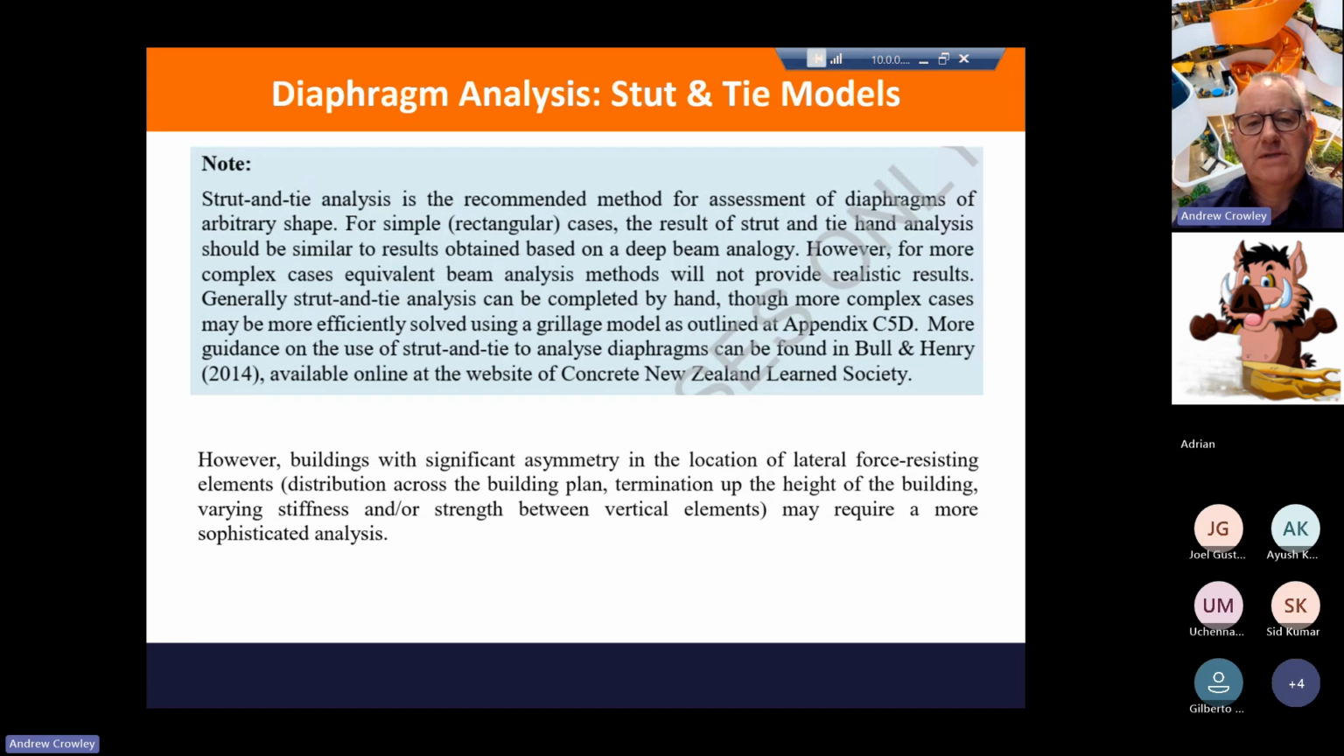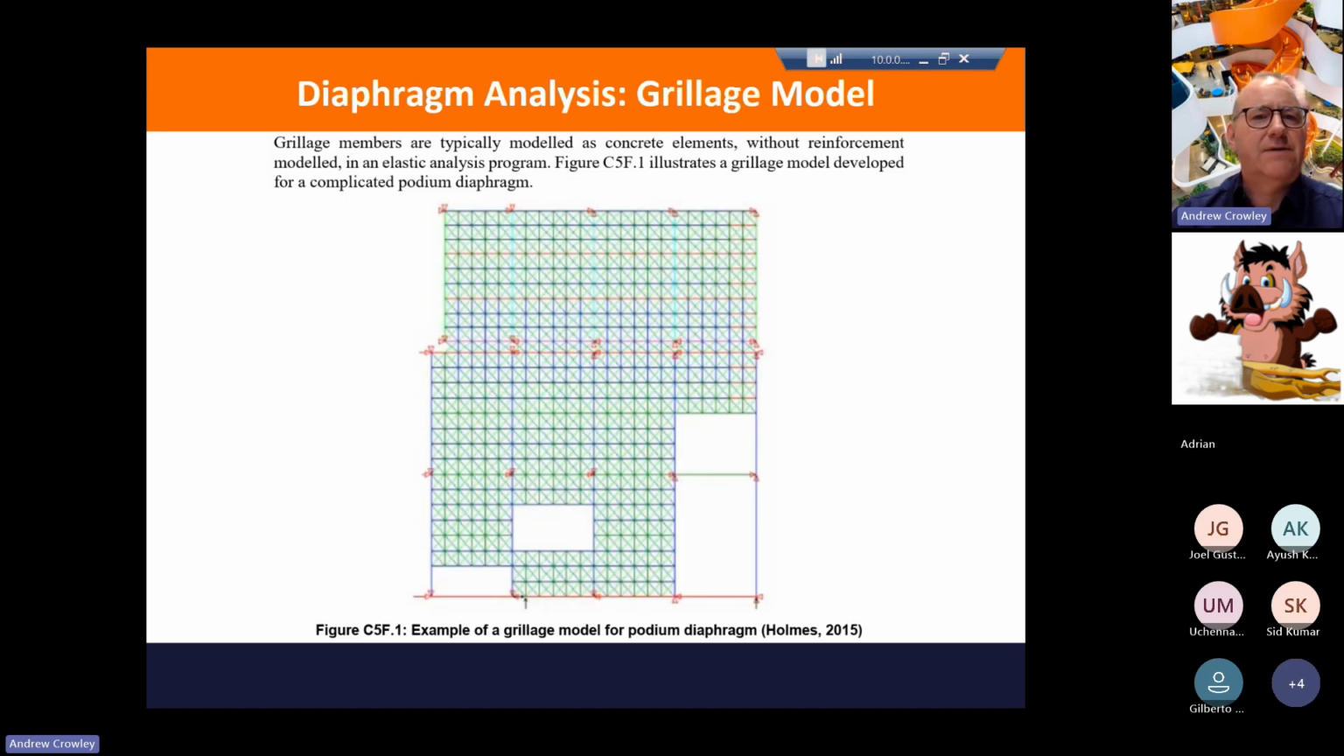So if you've got significant asymmetry in your lateral force-resisting elements, then you may require a more sophisticated analysis. And this is where you get things like grillage models. And here is an example again taken from the NZSEE Guidelines. And I wouldn't try to do this by hand. Shove this in a finite element modeling package, for example, something like ETABS. And grillage models can get very, very complicated.